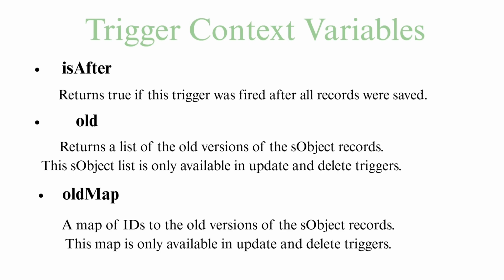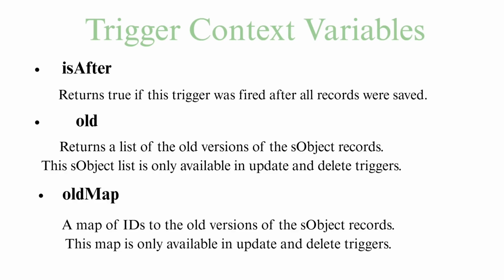And now Trigger.oldMap. OldMap is a map of IDs to the old version of the SObject records. This map is only available in update and delete triggers. So what is the difference between old and oldMap? Old is a list of SObjects, whereas oldMap is a map of ID and SObject. Old contains old values before the update, and in oldMap the key is the record ID and the value is the old version of that record.